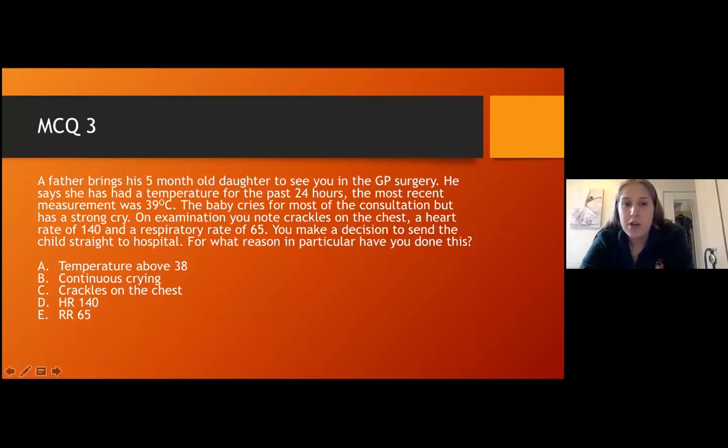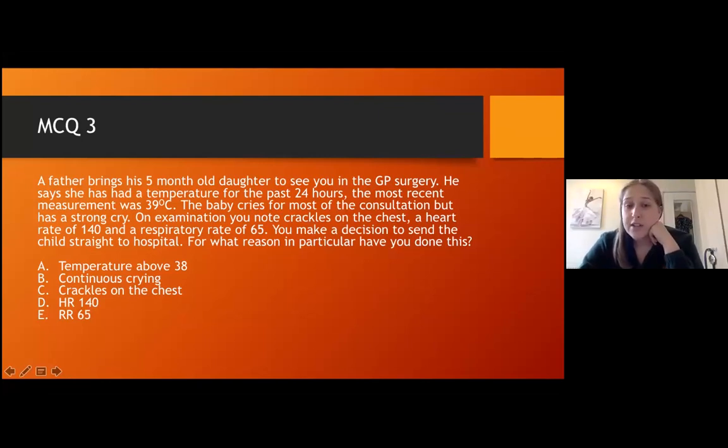Okay, great. So the majority of you got that. Just to explain why it's not the others, quite a few of you said temperature over 38. That is really concerning in a baby under 3 months. Any baby under 3 months who has a temperature of 38, regardless of what else they've got, you send them straight to hospital. But this baby's 5 months, so it's not quite as worrying. Continuous crying is fine because this baby's got a strong cry. If they had a weak cry or it was high pitched, we'd be a little bit more worried.